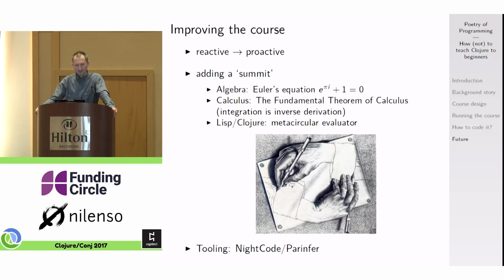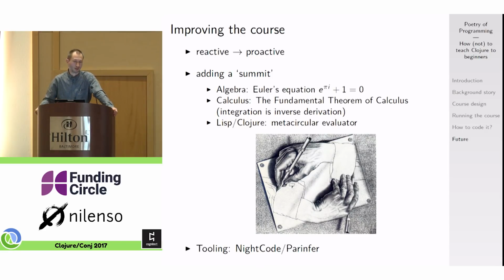And what I normally do in other classes is that I have a summit of the course. It's like saying, okay, we are heading there. In algebra, that's Euler's equation, because it's just so crazy looking. And in calculus, it's the fundamental theorem of calculus, which is, again, surprising: integration is inverse derivation. And I think in Lisp Clojure settings, that would be the metacircular evaluator. And that's probably very nice in the liberal arts environment as well, because it's sort of a meta-linguistic abstraction. So I will aim to do that.